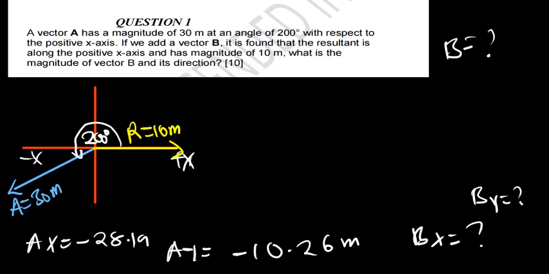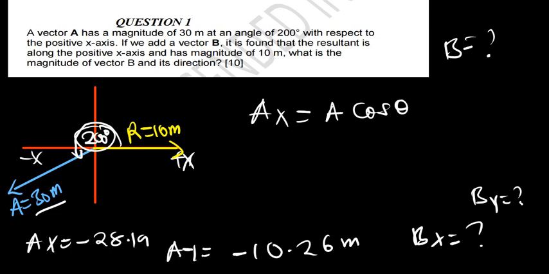Sir, can you repeat? I don't know what you did to find the x component. The x component for A, both y and x. Okay, when you are finding the component, for x you take the vector times cos of the angle. In this case, the vector A is 30 and the angle is 200. So you just plug in the values, and that will be the x component. Is that okay?